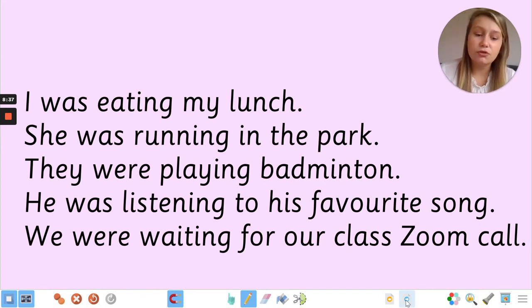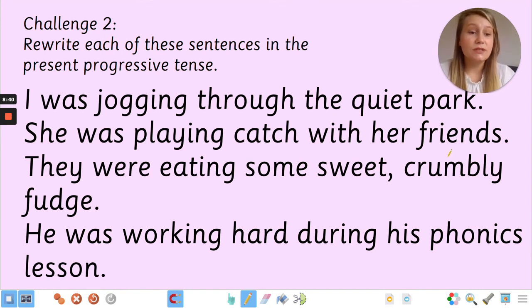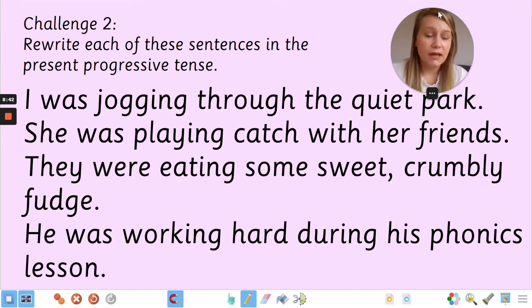Okay, now let's be a little bit trickier. Let's do it the other way around. Okay, so instead of you turning the sentence into the past progressive form, you're going to take my sentence, which I've written in the past progressive form, and you're going to turn it into the present progressive form, okay? So I'll just read my sentences out for you.